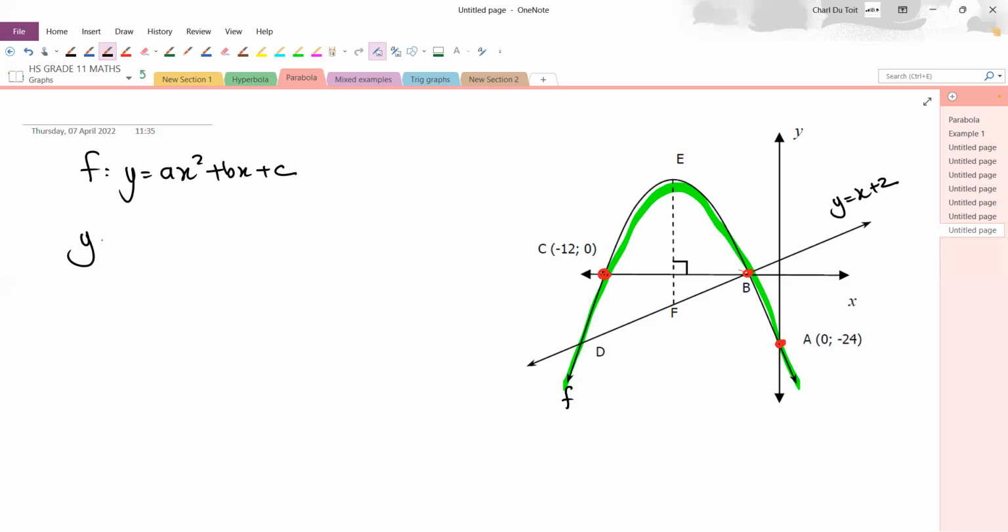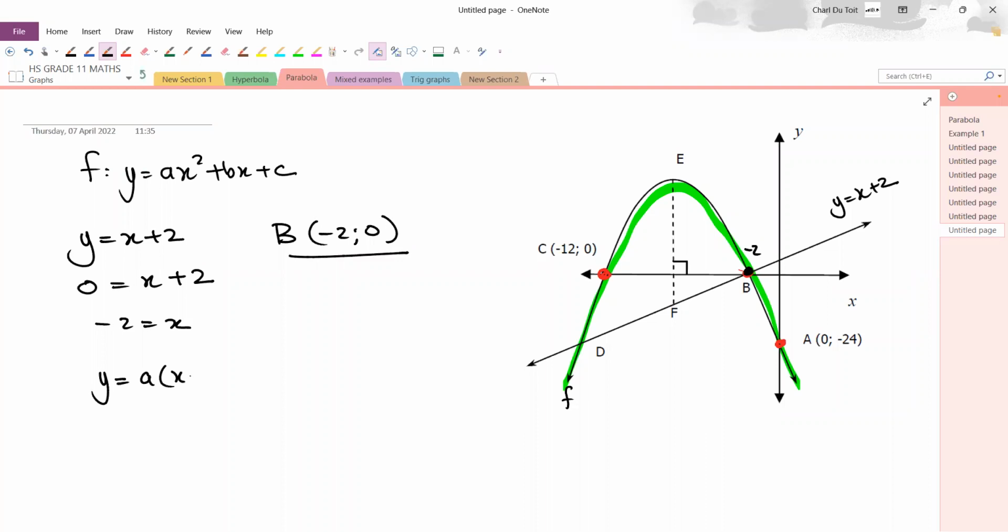So if I take y equals x plus 2, which is a straight line, and I make the y value 0, I get the x-intercept. So the coordinates of B is -2 and 0. That does help a lot. Why? Because now I can use that formula, y equals a(x minus x1)(x minus x2), to determine the equation of the parabola.